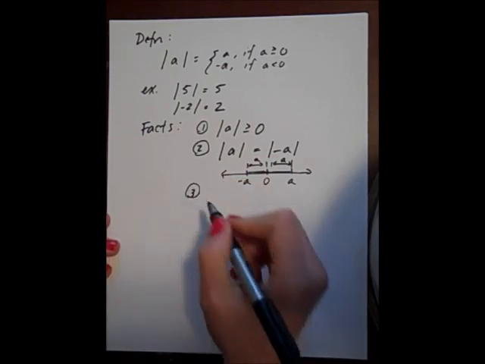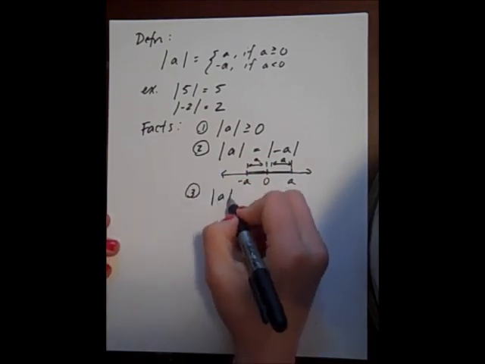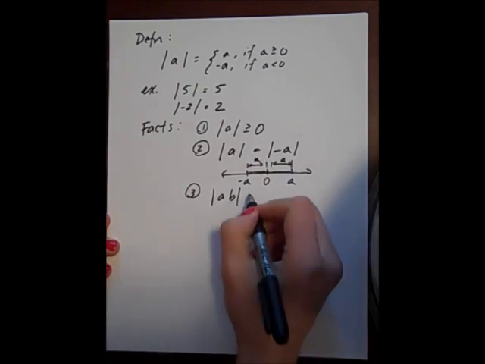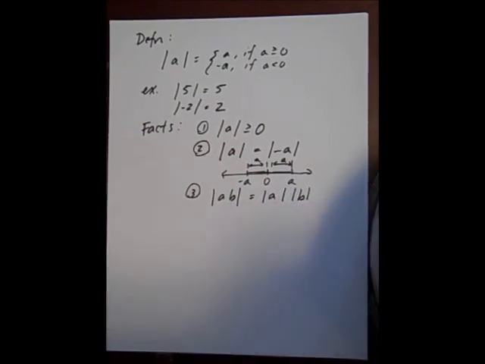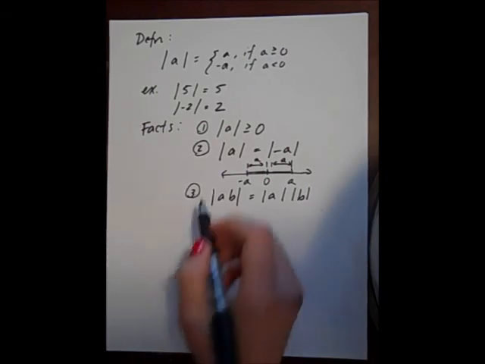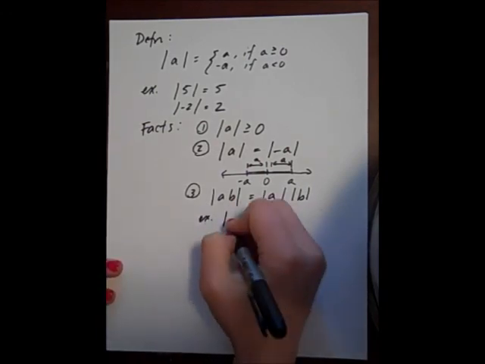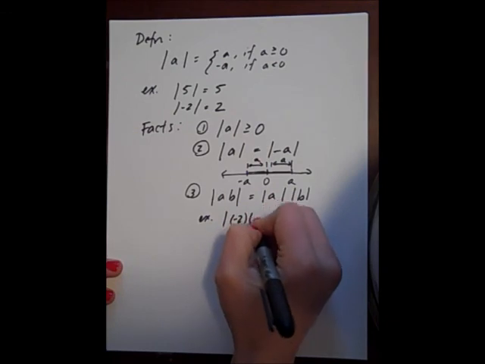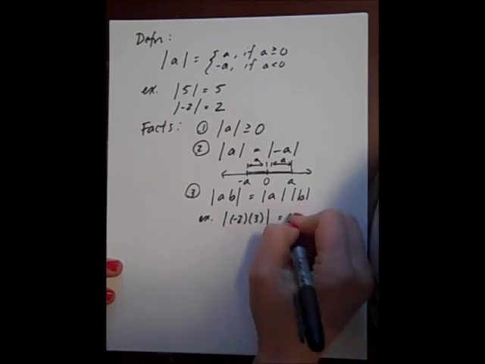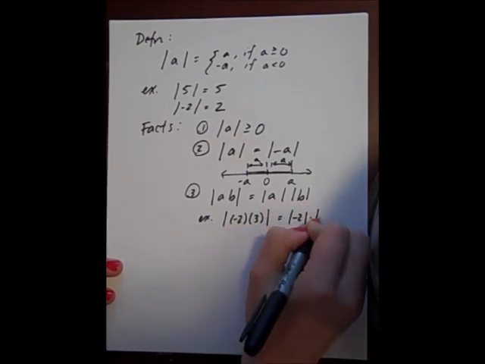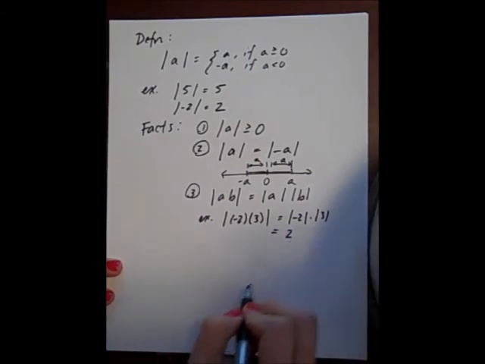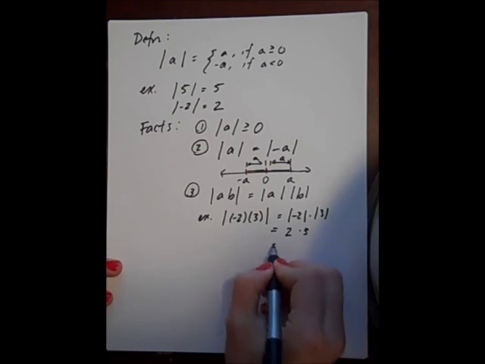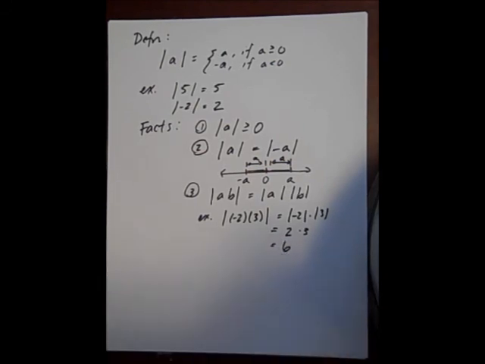Last property that we're going to look at here is that the absolute value of a number times another number, so A times B, is the same as the absolute value of A times the absolute value of B. So if I have, say, as an example, the absolute value of negative 2 times 3, that's going to be the absolute value of negative 2 times the absolute value of 3. Absolute value of negative 2 is 2. Absolute value of 3 is 3. So I get 6. So that's how this last property is used.